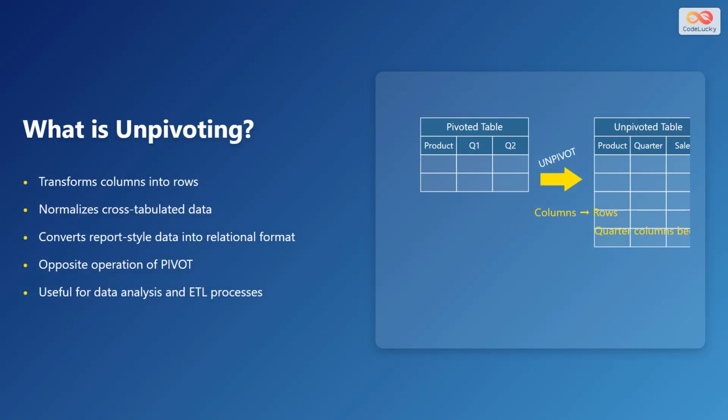Now let's delve into unpivoting. Unpivoting transforms columns into rows. It normalizes cross-tabulated data. It converts report-style data into a relational format. It is the opposite operation of pivot. It is useful for data analysis and ETL processes.